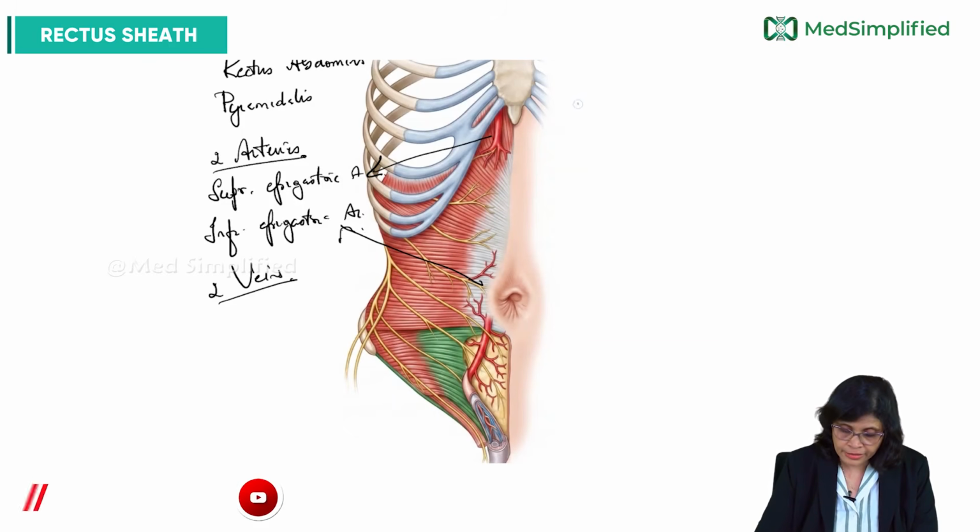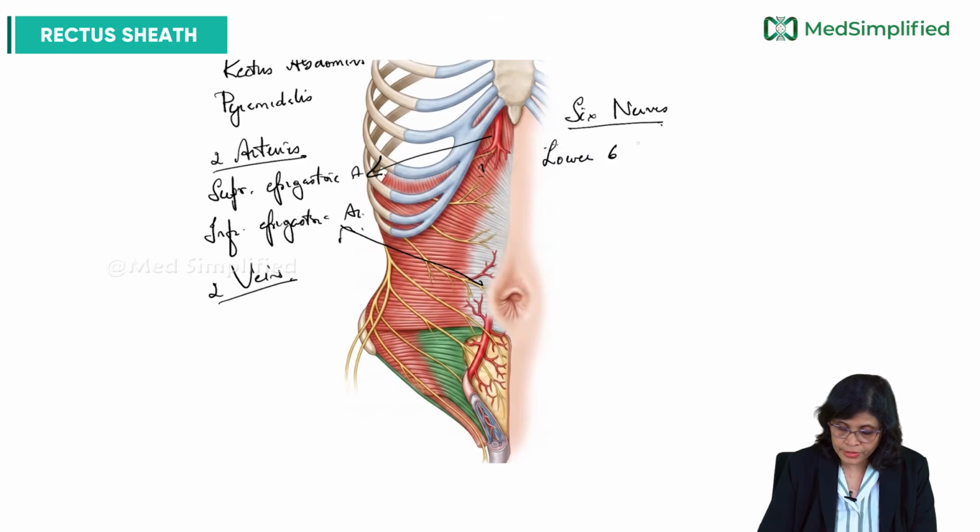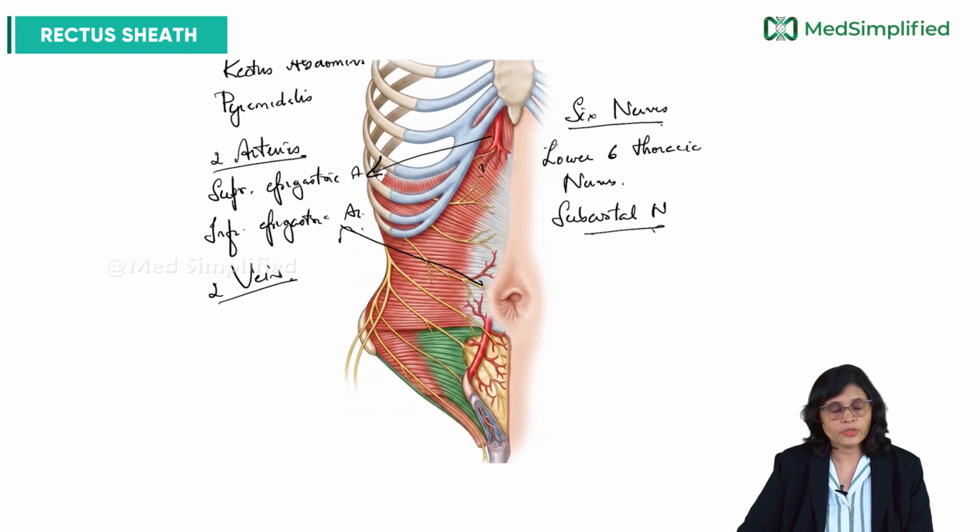Then we see 6 nerves. Which are those 6 nerves? We will see the terminal parts of the lower 6 thoracic nerves, if you see here, 1, 2, 3, 4, 5, 6, which includes the subcostal nerve also. And these are also accompanied by the terminal parts of the posterior intercostal vessels.